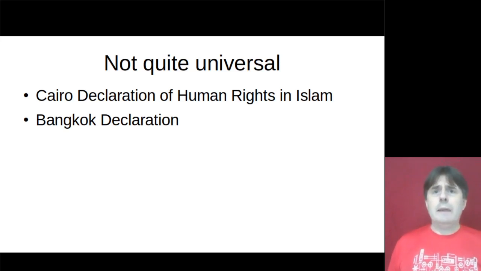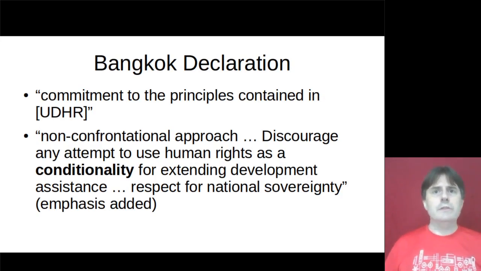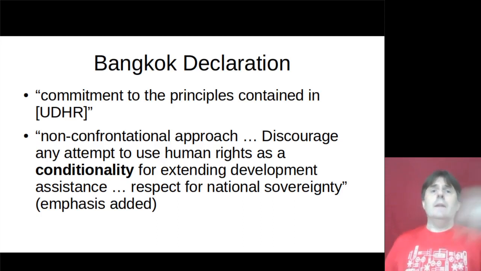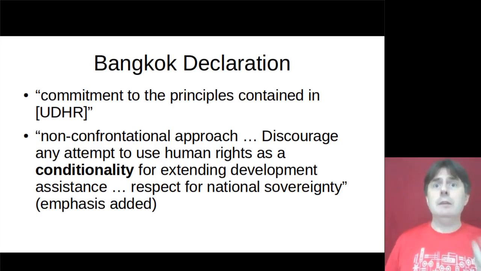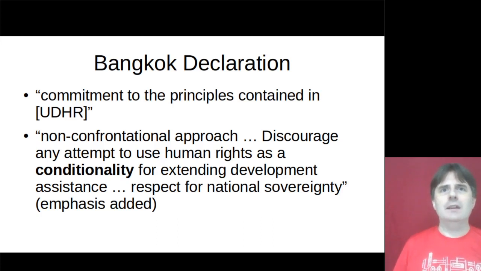More relevant to this talk, however, is the Bangkok Declaration. The signatories to this declaration have within their borders just over half of the world's population. So arguably those who disagree with the Bangkok Declaration are in the minority. And perhaps more importantly, a significant number of the signatories were, in the past, colonized by Western powers. And so they have a particular sensitivity to self-righteous moralizers telling them what to do. They open with a clear commitment to the principles. So there's not actually a lack of universality, but they're concerned about how they might be used. So they emphasize a non-confrontational approach. They discourage any attempt to use human rights as a conditionality for extended development assistance, and then they emphasize the respect for national sovereignty.